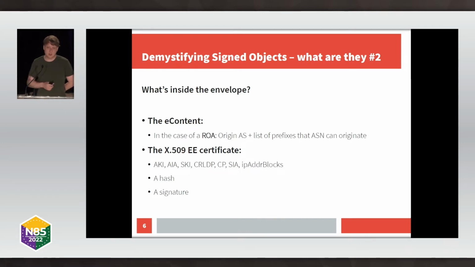The rest of the object is the EE certificate that can be used to verify the cryptographic chain. The X.509 EE certificate contains pointers to where you can find its cryptographic parent, what the key identifier of the parent is, what certificate revocation list applies to the object, and so on.